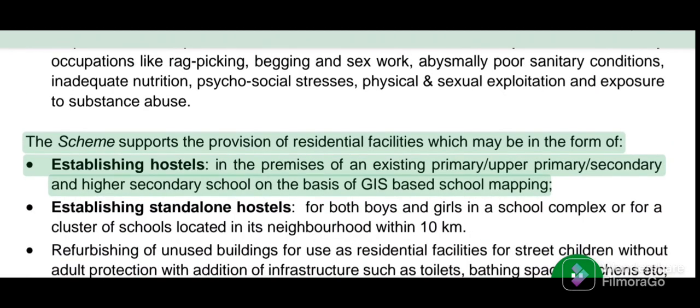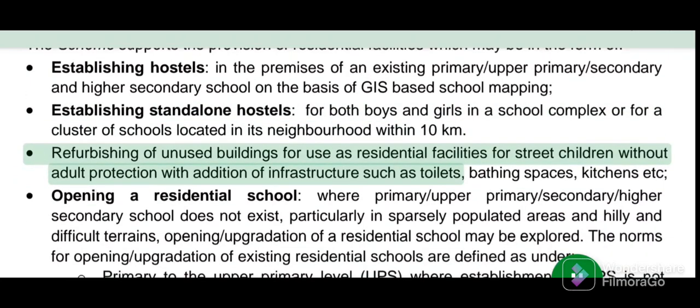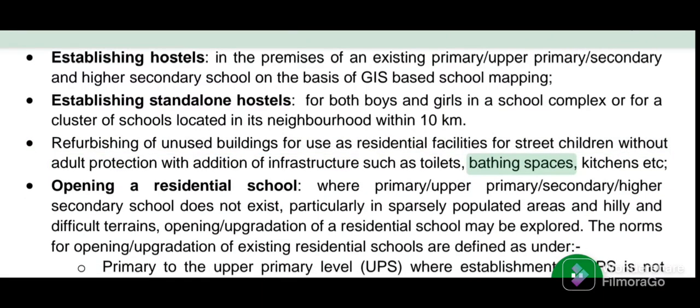The scheme supports the provision of residential facilities which may be in the form of establishing hostels in the premises of an existing primary, upper primary, secondary and higher secondary school on the basis of GIS-based school mapping. Establishing standalone hostels for both boys and girls in a school complex or for a cluster of schools located in its neighborhood within 10 kilometers. Refurbishing of unused buildings for use as residential facilities for street children without adult protection, with addition of infrastructure such as toilets, bathing spaces, kitchens, etc.